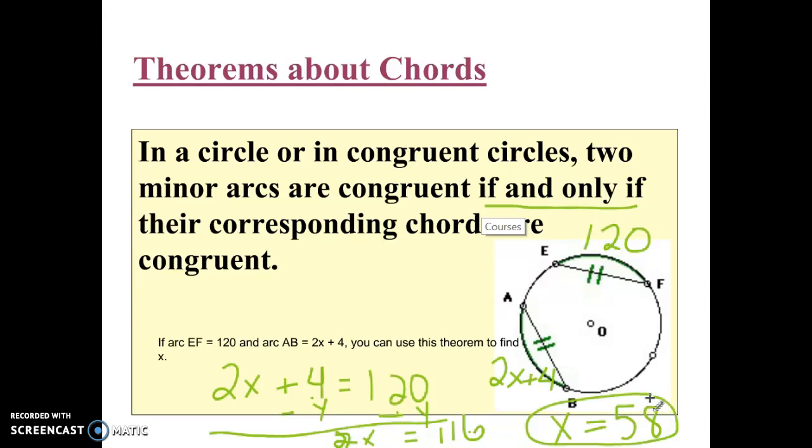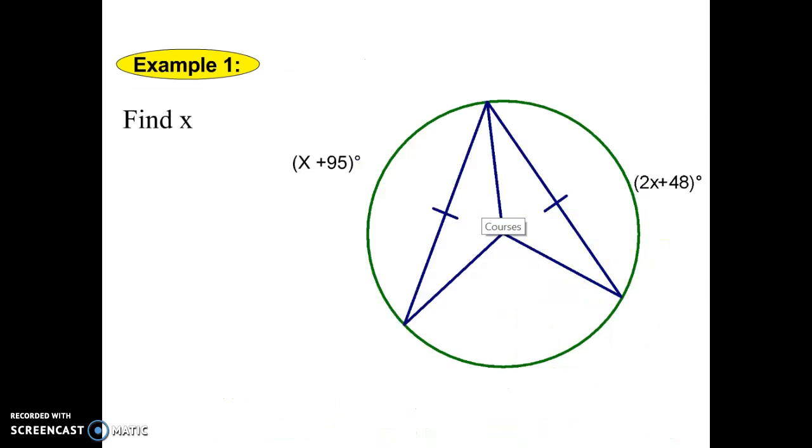All right. Your turn to try it. Go ahead and work on this problem here.